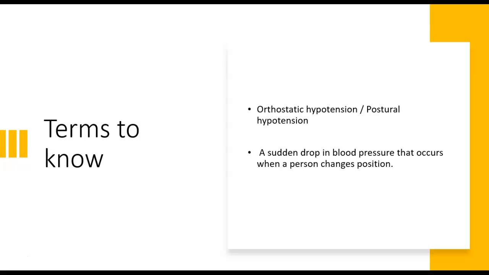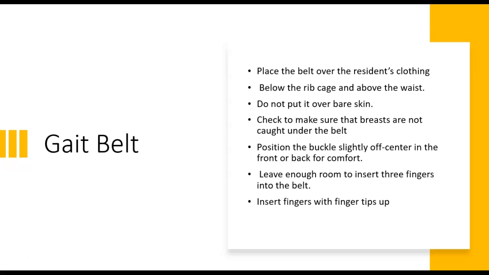Terms to know: orthostatic hypotension and postural hypotension. It is a sudden drop of blood pressure that occurs when a person changes position. So that is sometimes why they would get dizzy when they sit up, because their blood pressure drops. Sometimes that is a sign of dehydration. Sometimes there are other causes. But you wouldn't want to get somebody up who's dizzy when you sit them up to the side of the bed. You need to lay them back down, then tell the nurse.